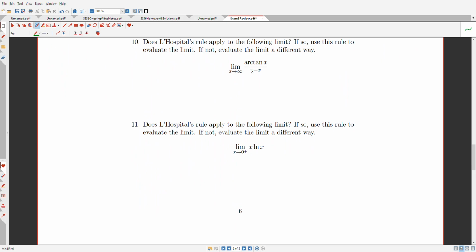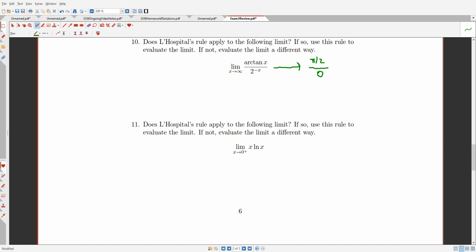Okay. So number 10 asks, does L'Hopital's rule apply to the following limit? If so, use it. If not, do it another way. So here we're going to try to plug in x equals infinity. And one thing that's important to remember is the arctangent of infinity does go to a number, that's pi over 2. And 2 to the negative infinity, we can interpret that as 0.